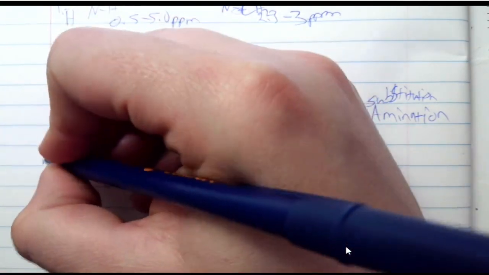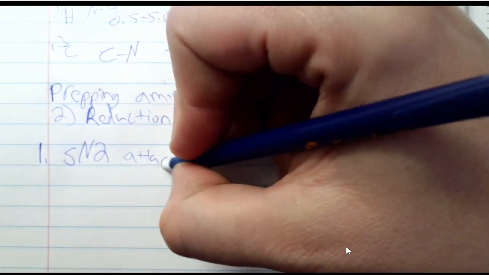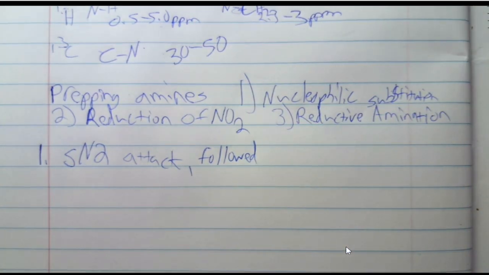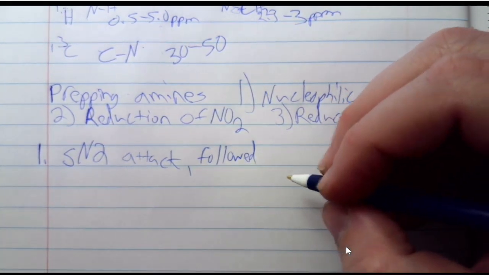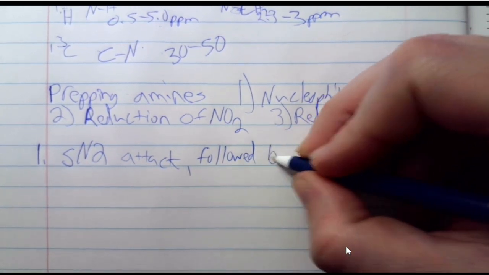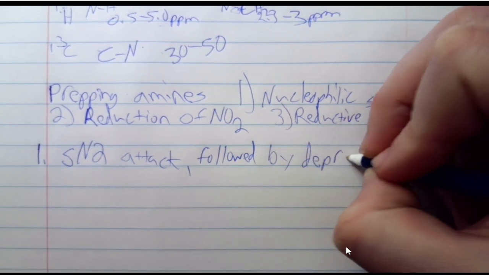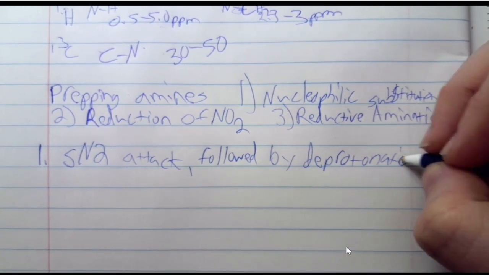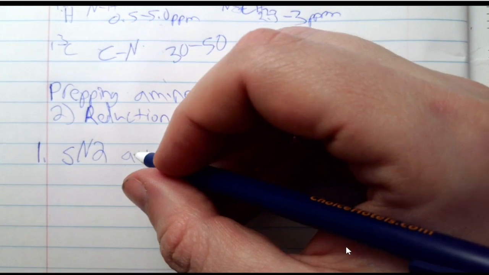So condition 1, our nucleophilic substitution, is essentially an SN2 attack followed by deprotonation. Because, as we said, amines are good enough nucleophiles that they don't have to be charged. But once they bind, they need to be deprotonated in order to be neutralized. Deprotonation. So like a simple replacement of an amine could be done.